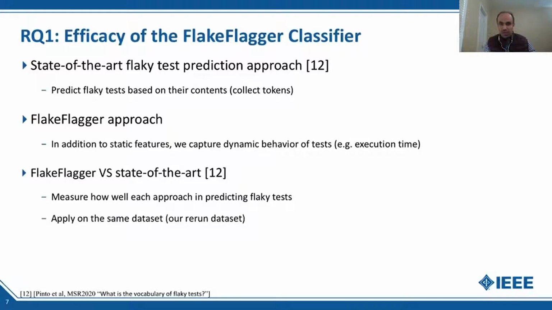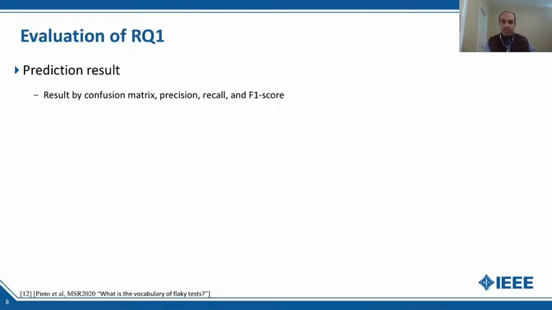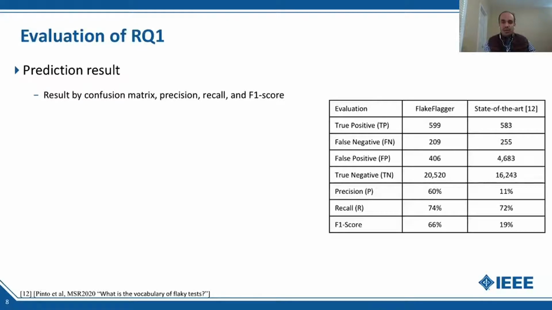We did this by applying the state-of-the-art approach and FlakeFlagger on the same dataset. As a result, we evaluate the performance of FlakeFlagger and the state-of-the-art by collecting the confusion matrix, precision, recall, and F1 scores. From the table, we can see that both approaches have very good rates in terms of how many flaky tests have been predicted correctly. We mean the true positive values.